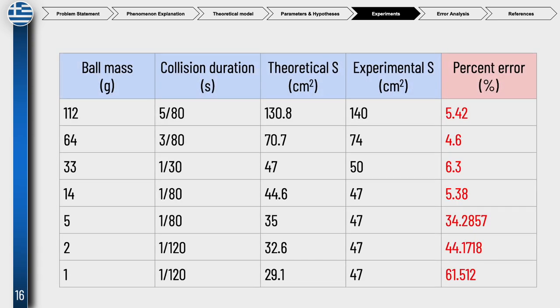Here you can see a table where we have the percent error between our theoretical and experimental values for the minimal surface. And you can see that for some of the calculations, it is somewhat acceptable, and in some others, like the ball mass of 5 grams and 2 grams and 1 gram, it's pretty unacceptable.